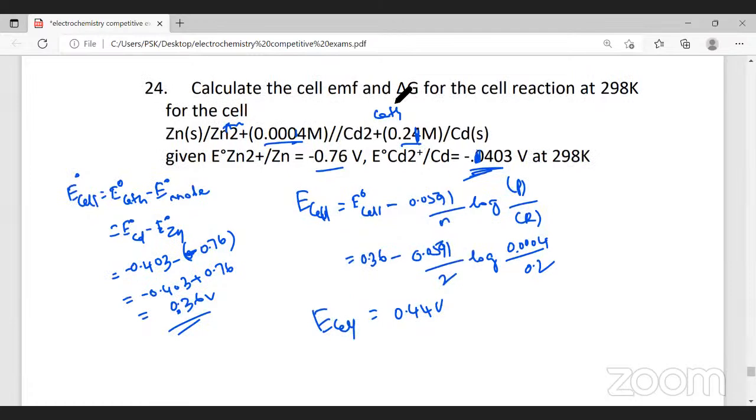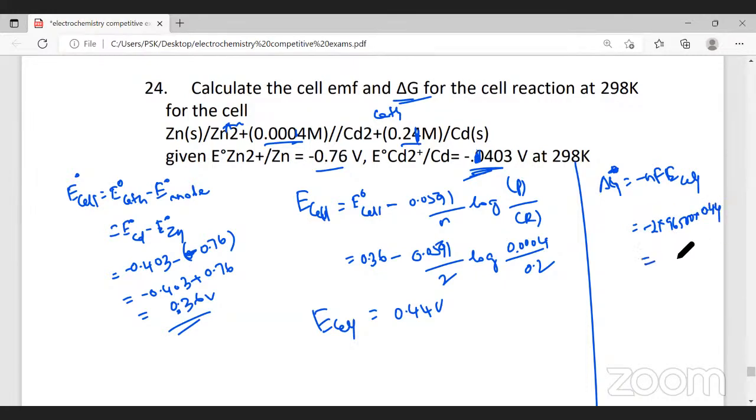Now, once we have calculated E cell, can we calculate delta G naught? They're asking free energy. Now, what is delta G naught? Delta G naught is equal to minus nF E cell. So minus n, minus 2, 96,500 into 0.44. So on simplification, we will get this value to be minus 84,920 coulomb volt, or it will be in terms of joules, minus 84,920 joules. Followed?